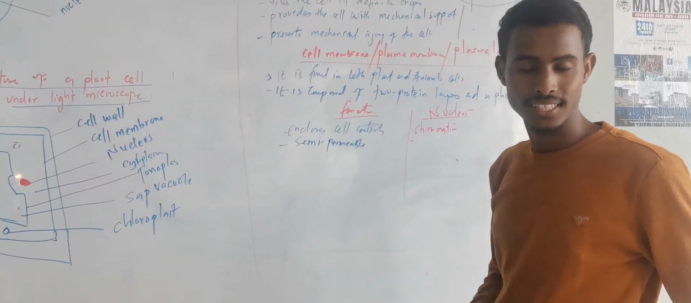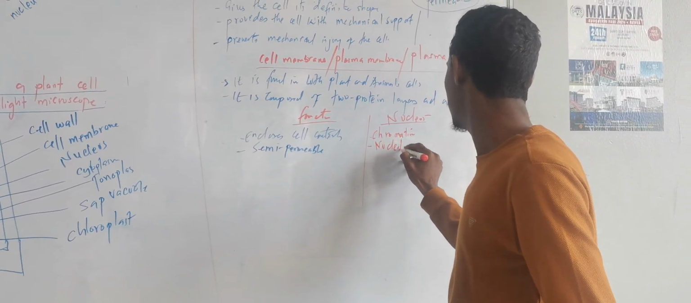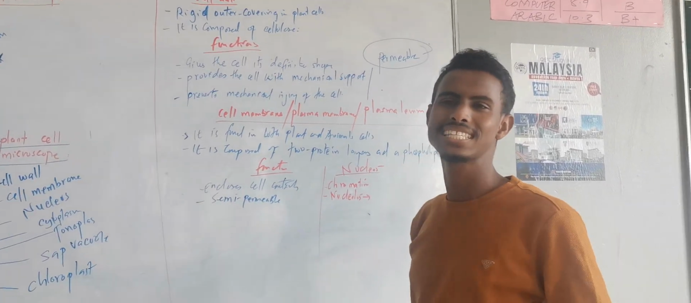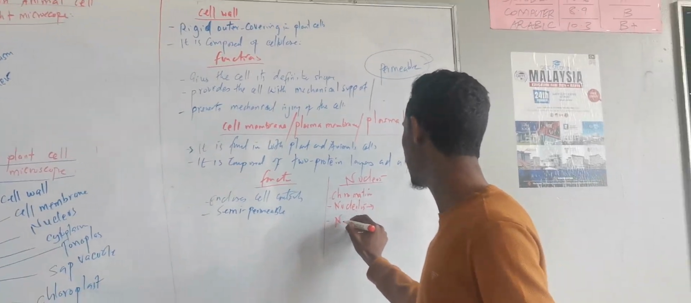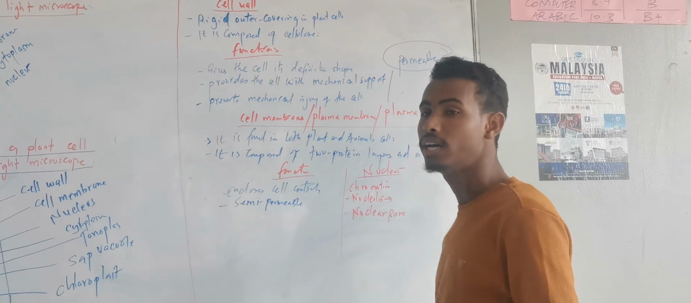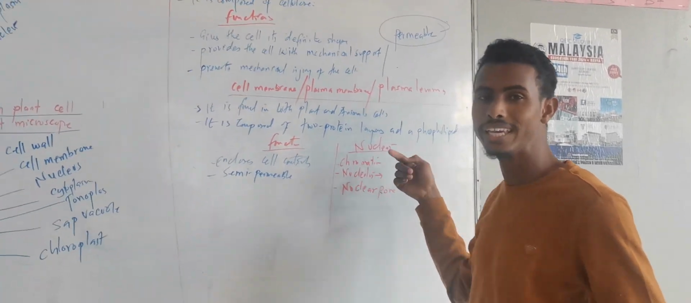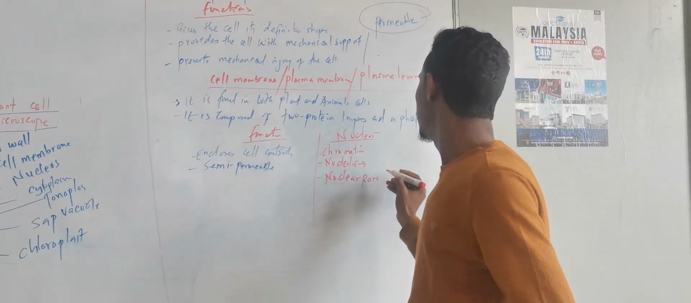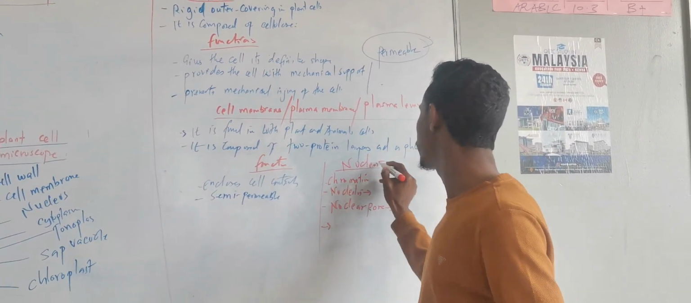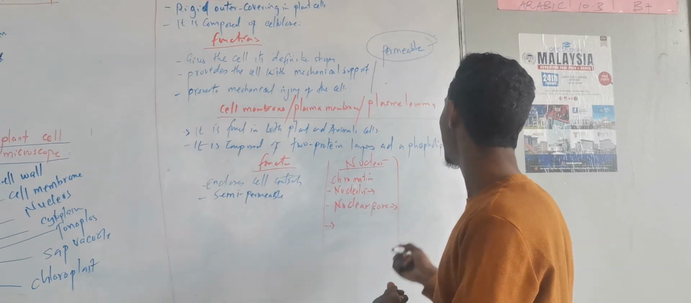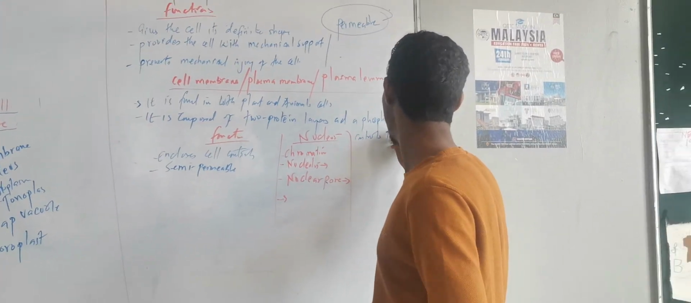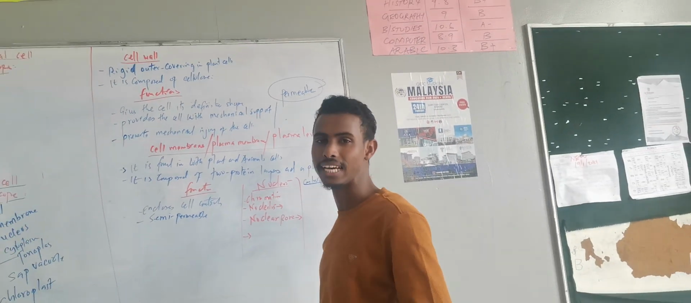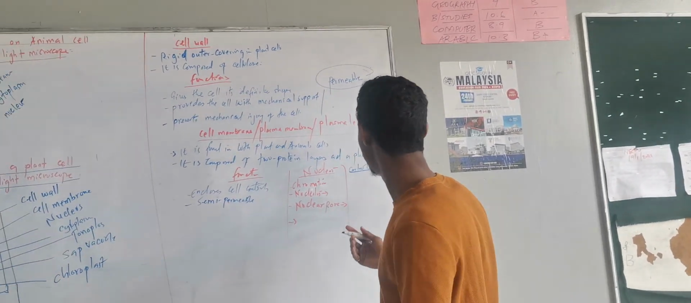Again, the nucleus has the nucleolus. The nucleolus manufactures ribosomes. Again, the nucleus has pores called the nuclear pore. The nuclear pore is where materials move in and out of the nucleus. From there, what's the general function of the nucleus? The nucleus controls the activities of the cell.